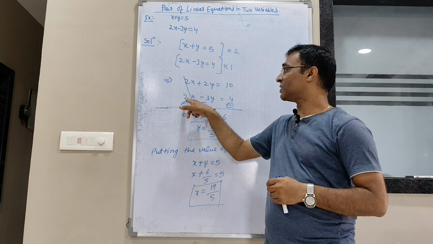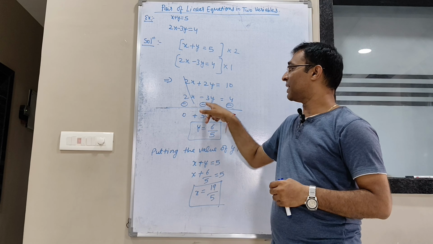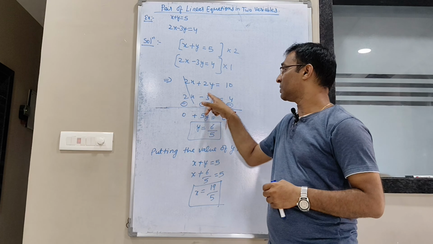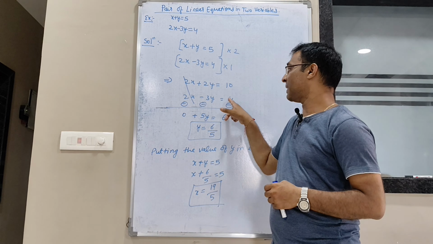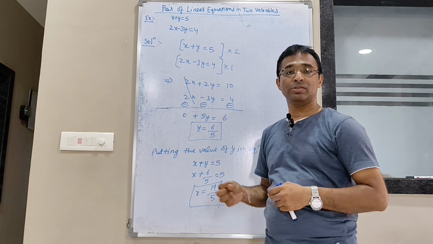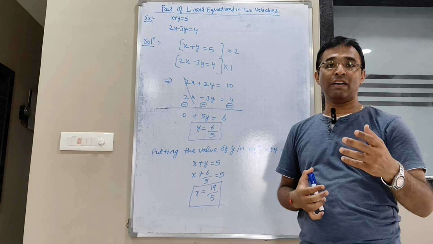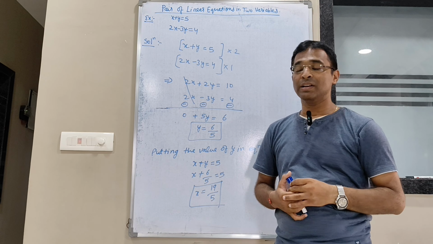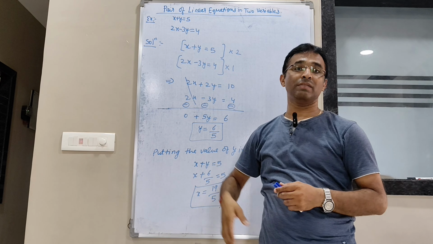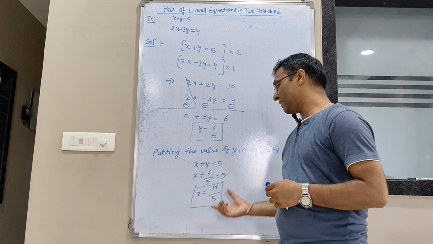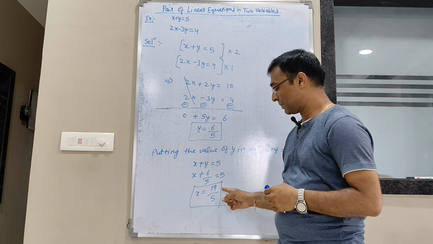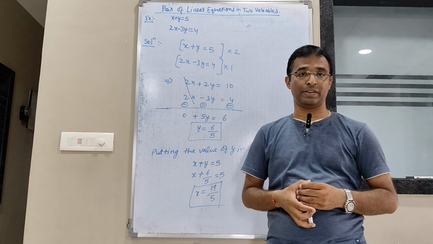So here 2x minus 2x will become 0, and minus minus will become plus 3y. So 2y plus 3y equals 5y, and 10 minus 4 will become 6. So from here we will get the value of y equals 6 upon 5. Now we have obtained the value of one of the variables. Now you can put this value of y in either of these two equations to get the value of x. So I have put the value of y in equation 1. So I have obtained the value of x equals 19 upon 5.